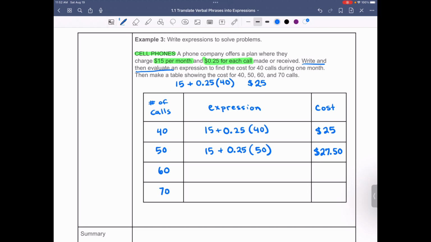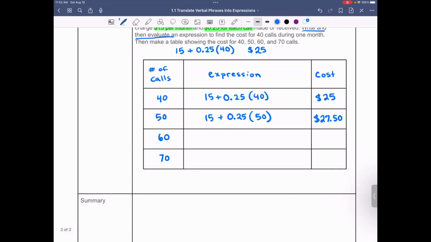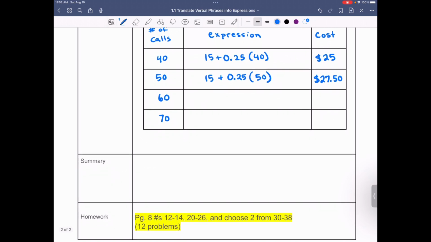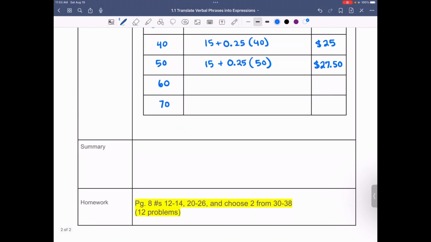I'm going to pause the video here and actually we'll do 60 and 70 together as a class, having discussion. And then I will explain to you what I want you to do in the summary and also talk to you about your homework, your very first homework for this class.